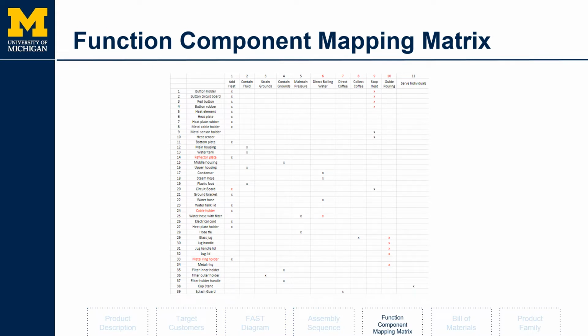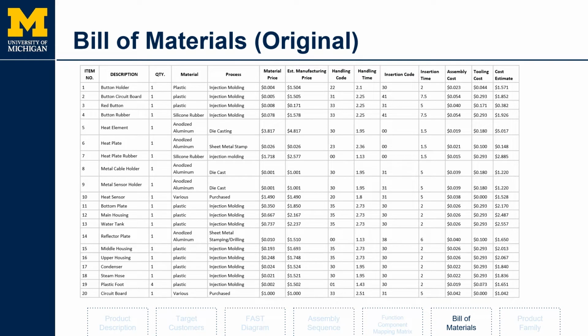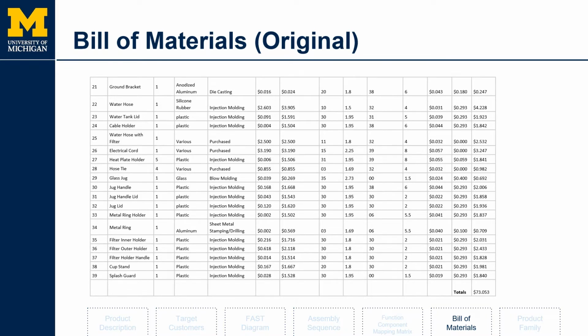This is our function component mapping matrix. All of the components in the vertical column there come from the bill of materials, and all of the functions along the top row are derived from our FAST diagram. On this slide, we have the first 20 items of our original bill of materials. And this slide has the remaining parts for our original bill of materials.